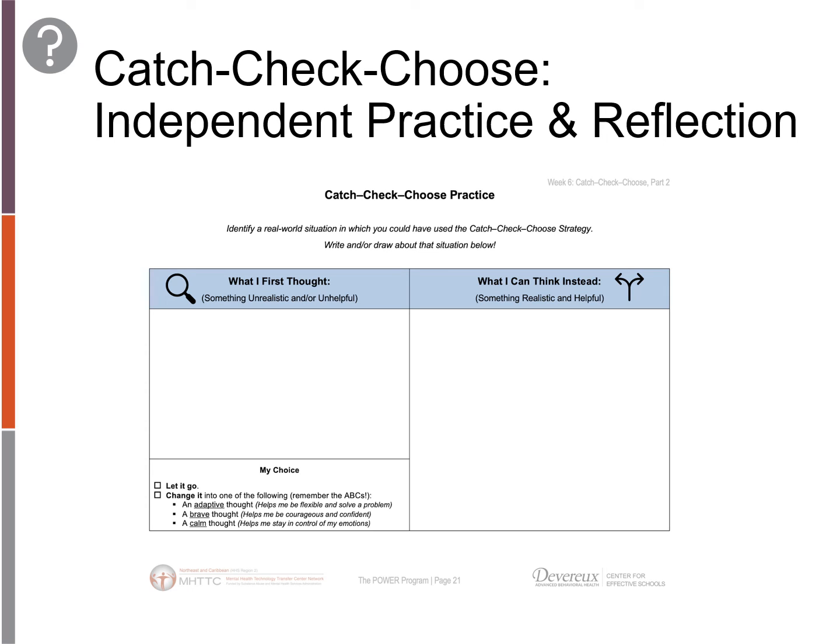For the independent practice, students will take out the student book and complete a form. Students should select a real situation where they had a thought that was not realistic or helpful. They can choose whatever example they would like. Once they have chosen a situation, they can draw or write about it. They should draw or write what they first thought, and then an adaptive, brave, or calm thought that could have been chosen instead. If they choose to draw, consider having colored pencils as an option here.